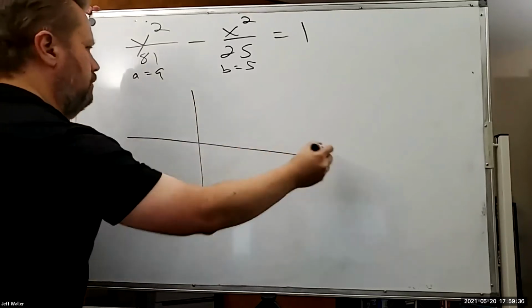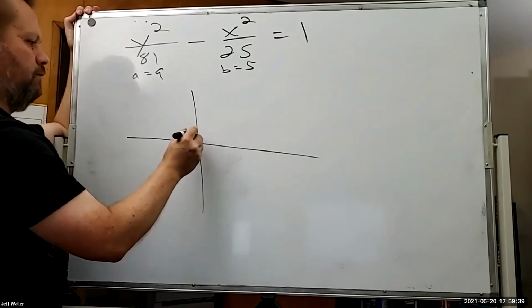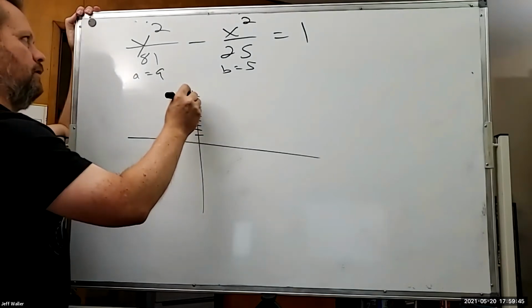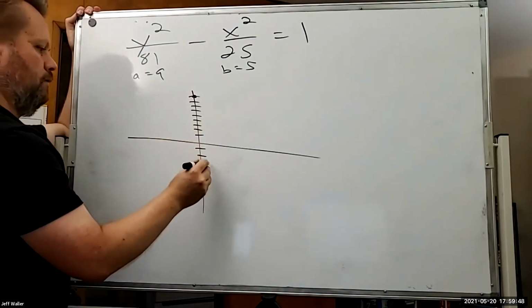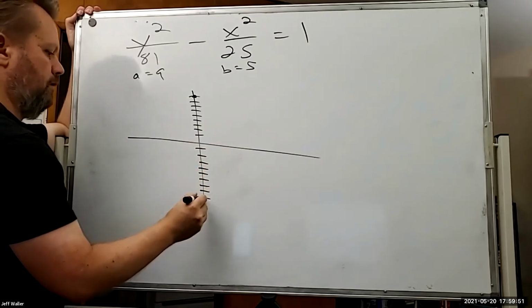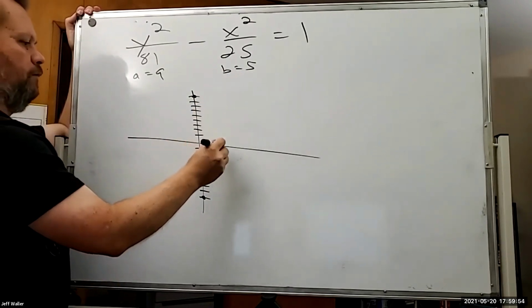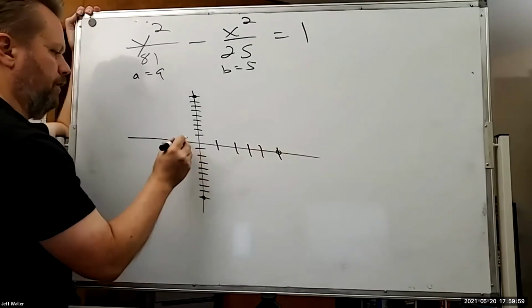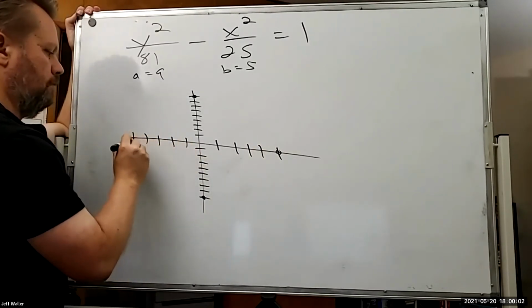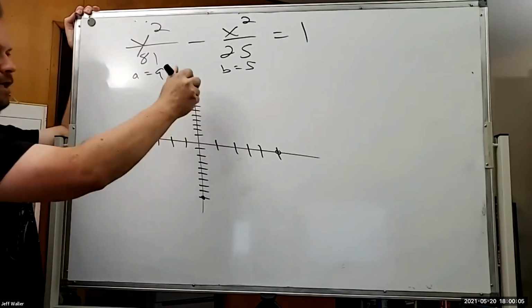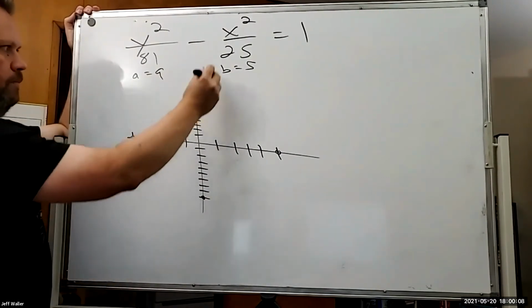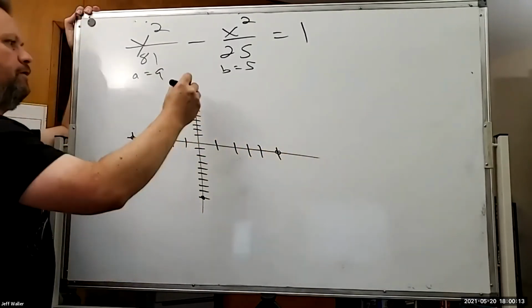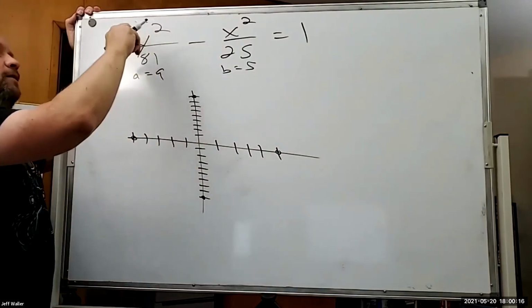All I got to do is go out 9 in the y direction. 1, 2, 3, 4, 5, 6, 7, 8, 9. There we go. 9 in the y direction. In the x direction, I'm going to go out 5. 1, 2, 3, 4, 5. I'm going to put a little open circle here because that's not really a point. How do I know it's going to be up here and down there, and not over here? Because the y is positive.